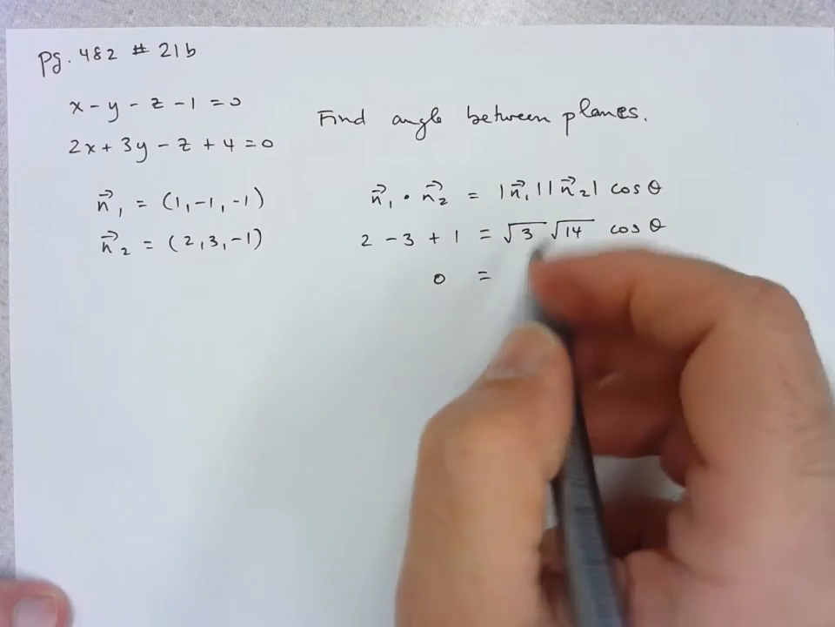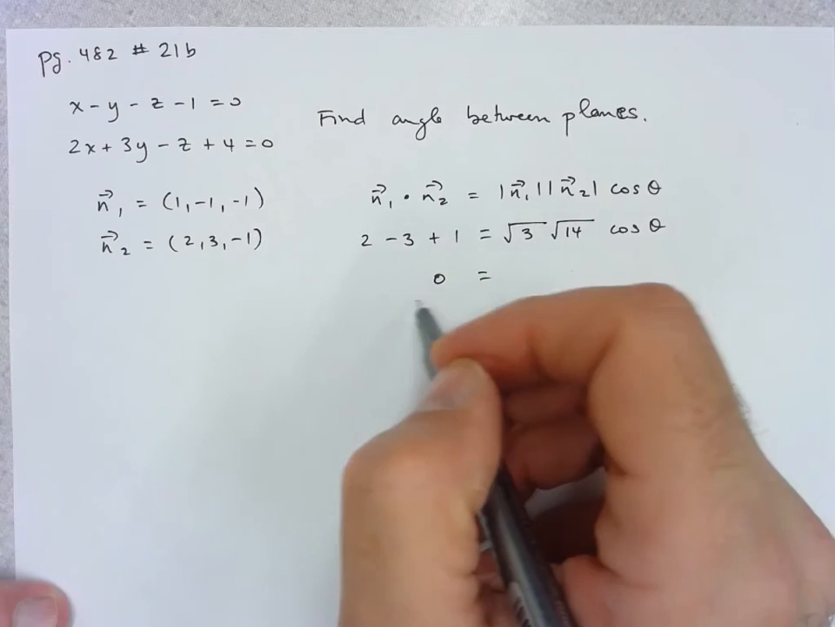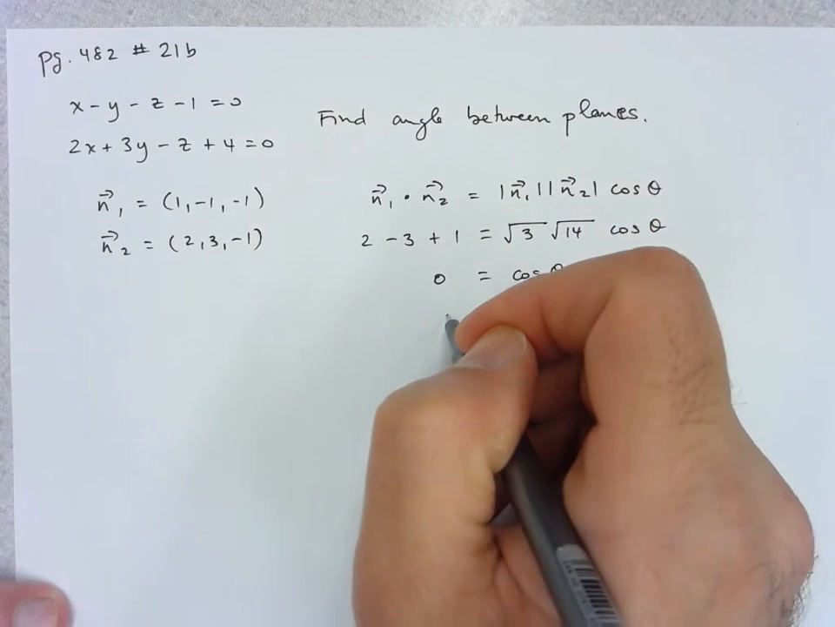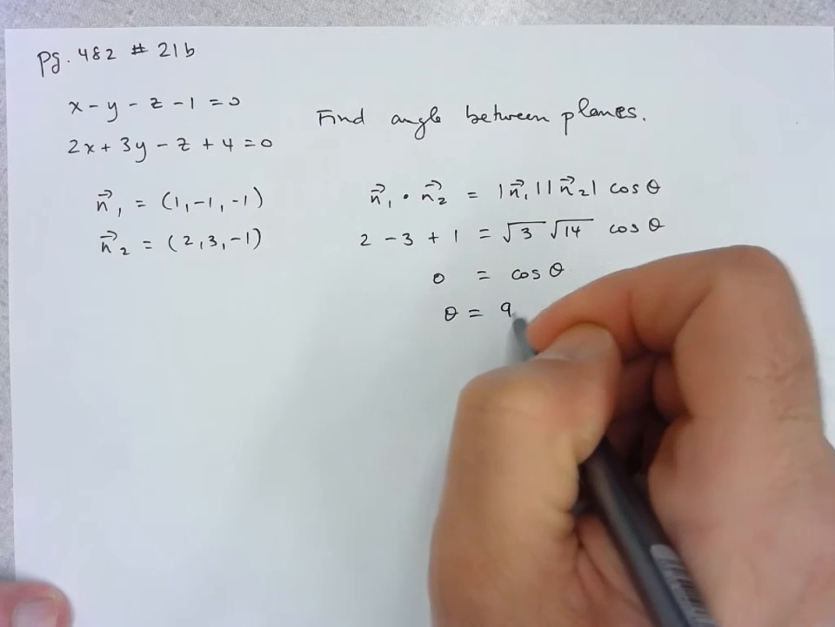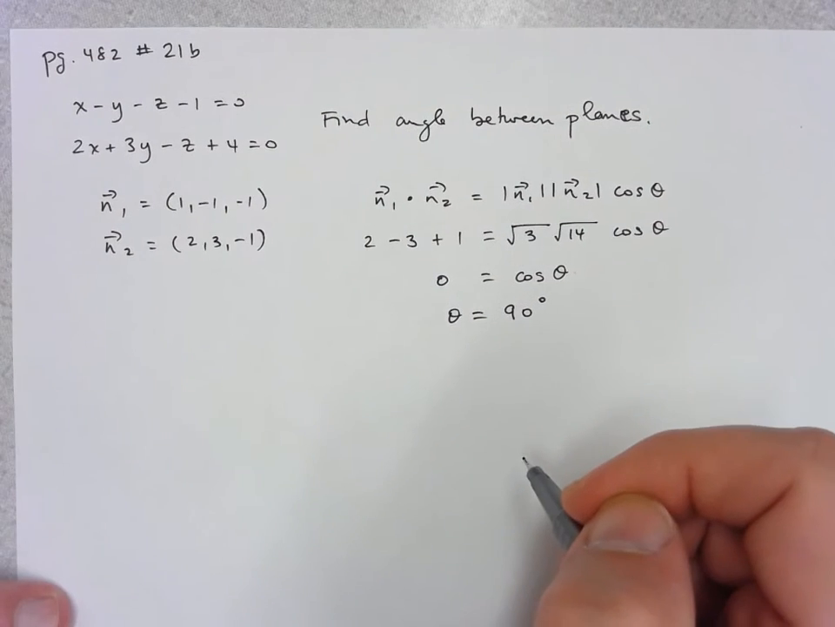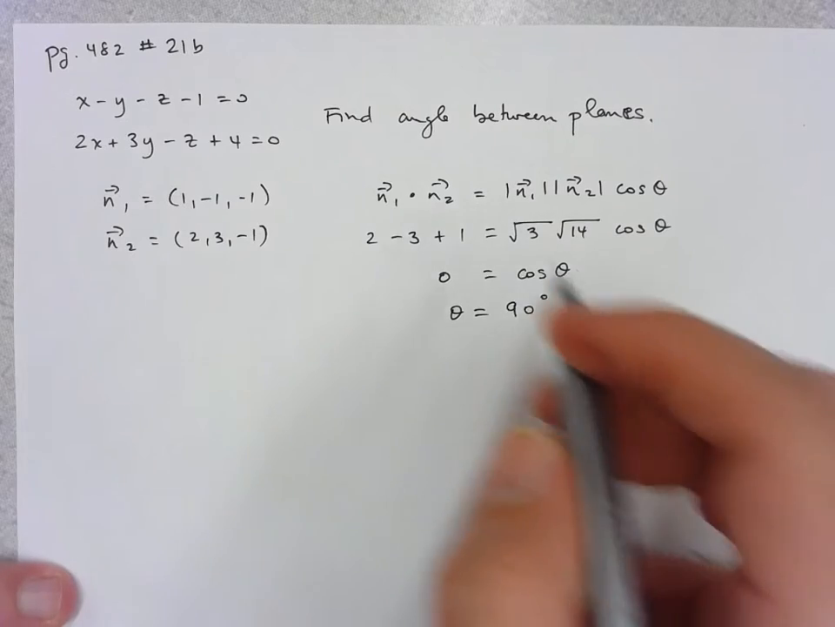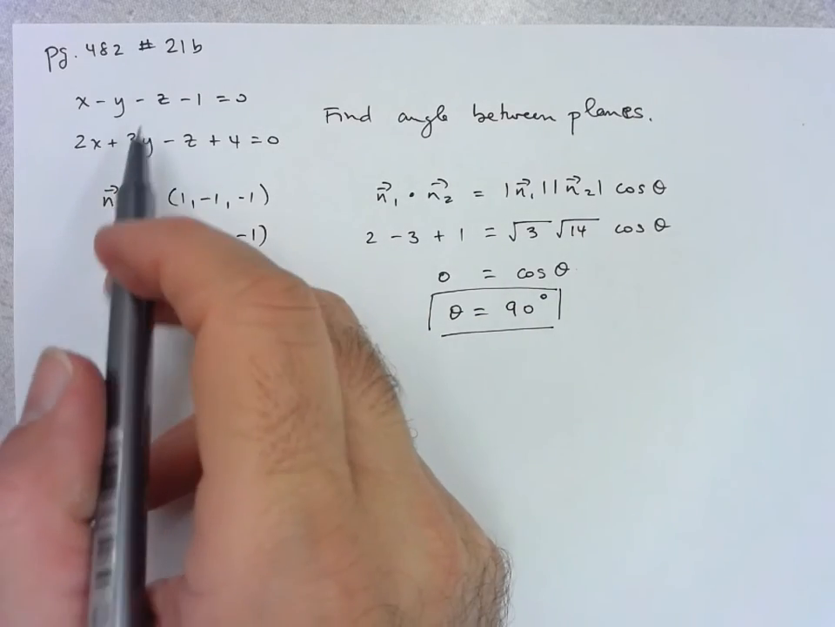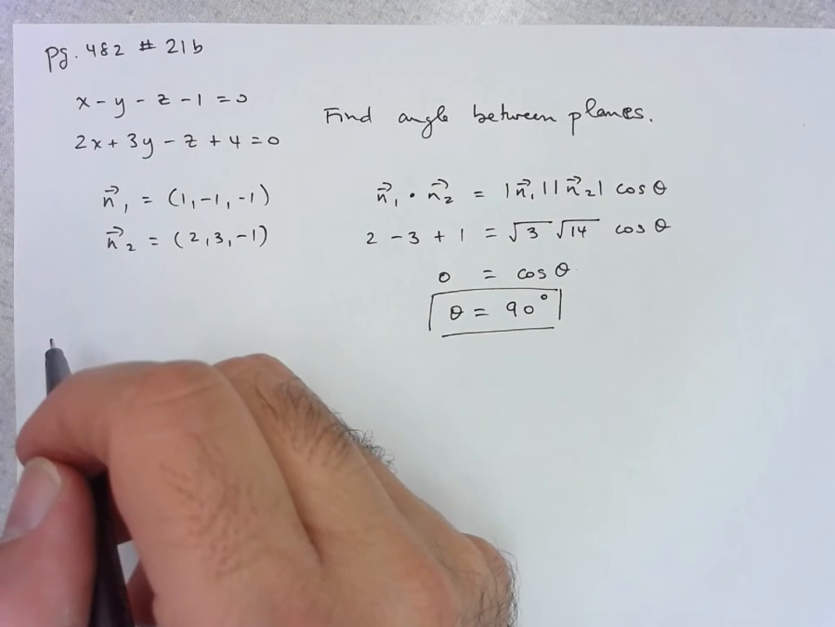So divide this out to the other side, it'll still be equal to 0, so you end up with cosine theta equal to 0, and of course we know that that occurs when theta is equal to 90 degrees. So there we go, we found our angle. In this case, these two planes just happen to be perpendicular to each other.